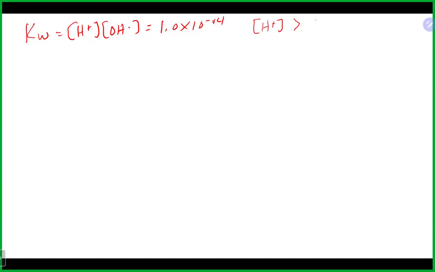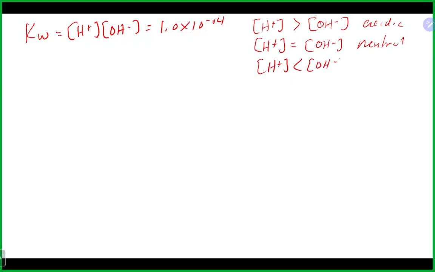Again, if the H plus concentration, which is the acidic part of the solution, is greater than the OH minus, which is the basic part, then again, it's going to be acidic. If they are equal to each other, we will then have a neutral situation. And if the OH minus is greater than the H plus, we will have a basic solution.